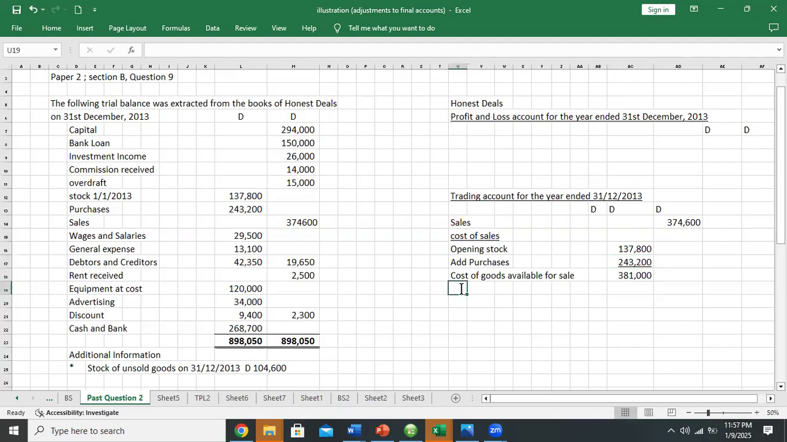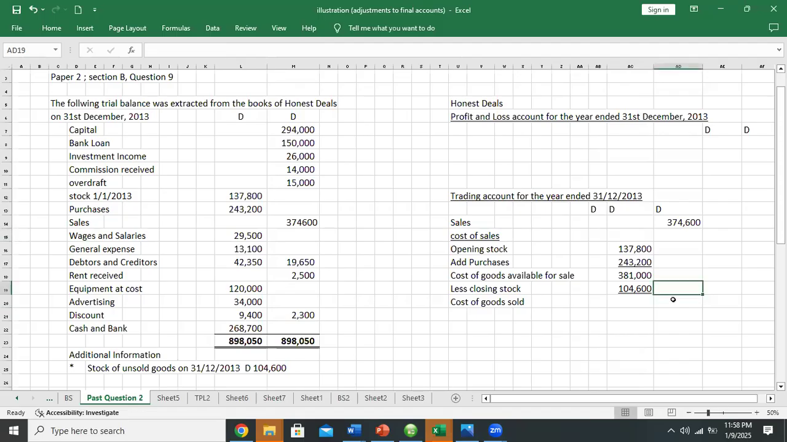Then we less the closing stock. The closing stock is 104,600. When we do that, we get our cost of goods sold. The cost of goods sold, we check if we have wages or direct expense to add. You see the wages here is having salaries attached, and I told you, you will not bring that here, right? It should only be wages. If you see wages and salaries, it will go to the profit and loss account as expense.